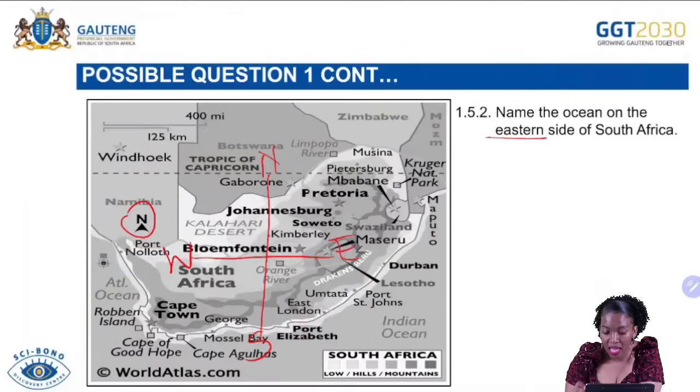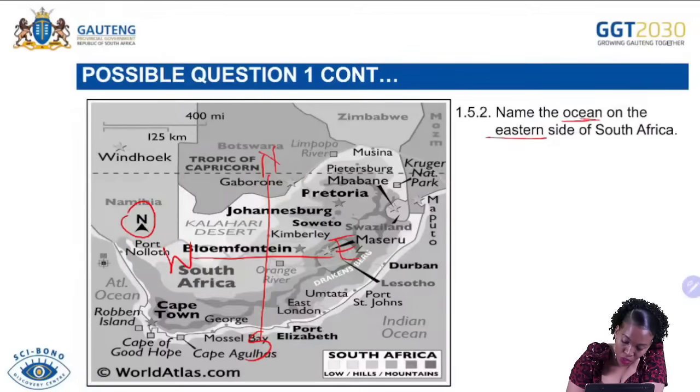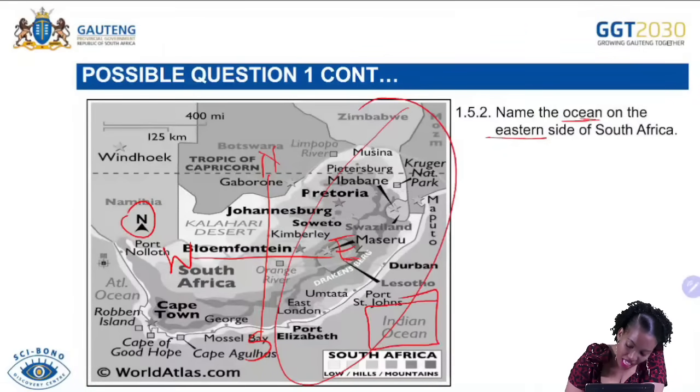Now, what was the question? Name the ocean that is on the eastern side of South Africa. So it means we must look at this part. This is the eastern part. So the only ocean that I see there, it is the Indian Ocean.